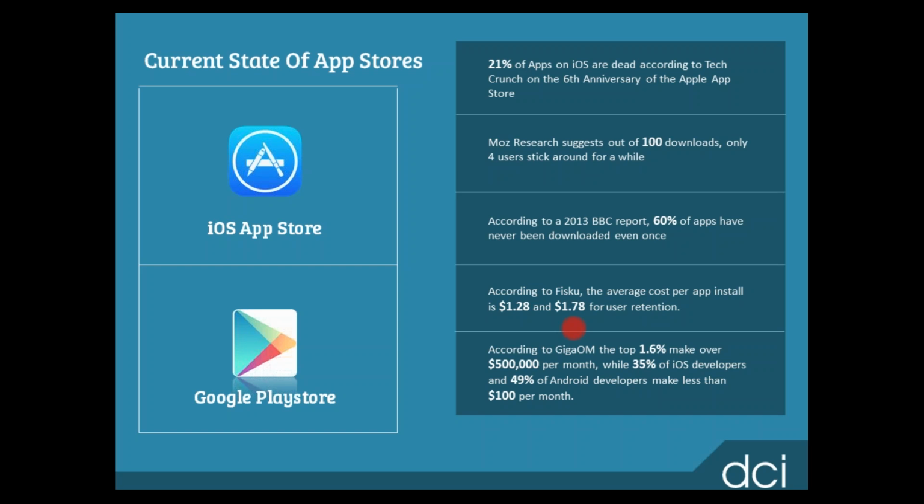And the other interesting stats, if you can see in the bottom screen, ladies and gentlemen, according to GigaOM, the top 1.6% of the developers make $500,000 every month. On the other hand, 35% of the iOS developers and 49% of the Android developers make less than $100 per month. Why do they make less? Because they are not able to reach their target audience, which means they haven't marketed their mobile applications properly. So from these stats, these numbers, you understand the seriousness of the problem which we have in our hands, and we need to understand why it's so important to plan for launching your mobile application.